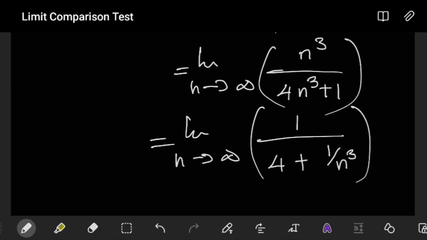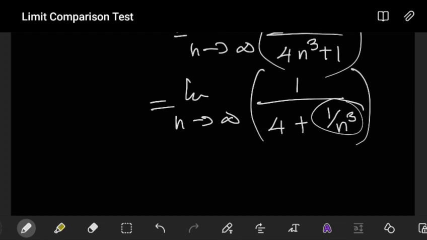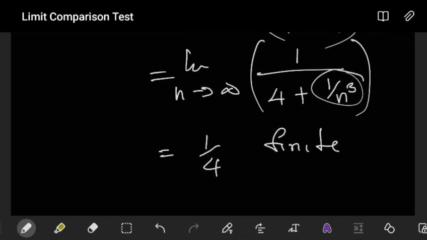At this stage, we can now evaluate our limit. So as n becomes very, very big, close to infinity, this term will be 0, so that the limit reduces to just 1 over 4. And when you check this, it is finite. And apart from that, it is also positive. So this justifies the use of the limit comparison.